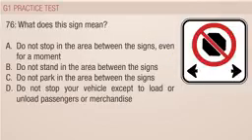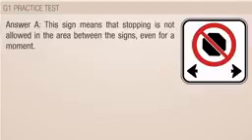Question 76. What does this sign mean? A. Do not stop in the area between the signs, even for a moment. B. Do not stand in the area between the signs. C. Do not park in the area between the signs. D. Do not stop your vehicle except to load or unload passengers or merchandise. Answer A. This sign means that stopping is not allowed in the area between the signs, even for a moment.